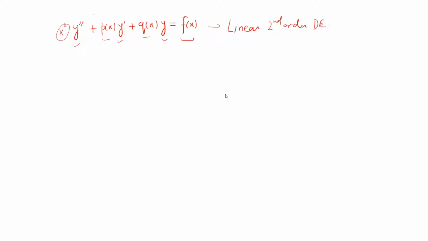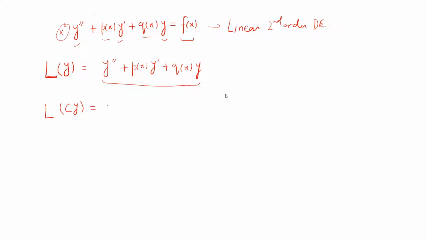Now, how do we check whether a function is linear or not? We have y double prime plus p of x times y prime plus q of x times y. We can say that we give an input to a machine, L, illustrated here as a linear machine. If we give any input y, then this would be the case. Now, if L of c times y equals c times L of y, where c is a constant, then we say that these functions are linear.